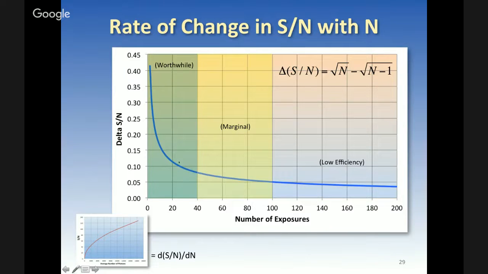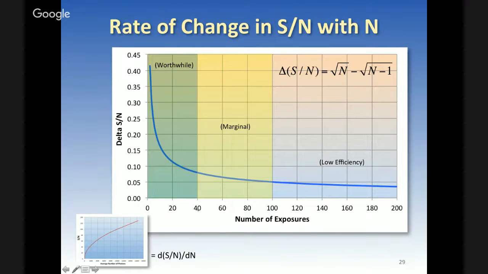If we go from 40 to, say, 100, it's kind of marginal. And much past about 100 exposures, it's not very high efficiency. We've really got to work very hard. This is just the rate of change of how the signal to noise changes with the number of images that you take. And this has come straight out of the statistics of the way we gather data.